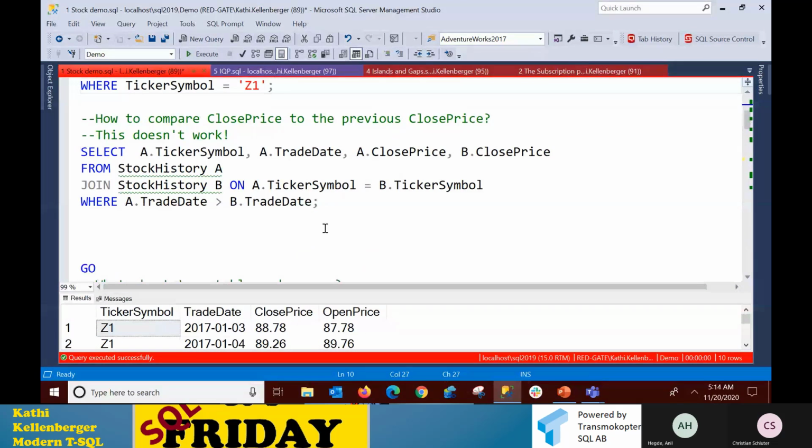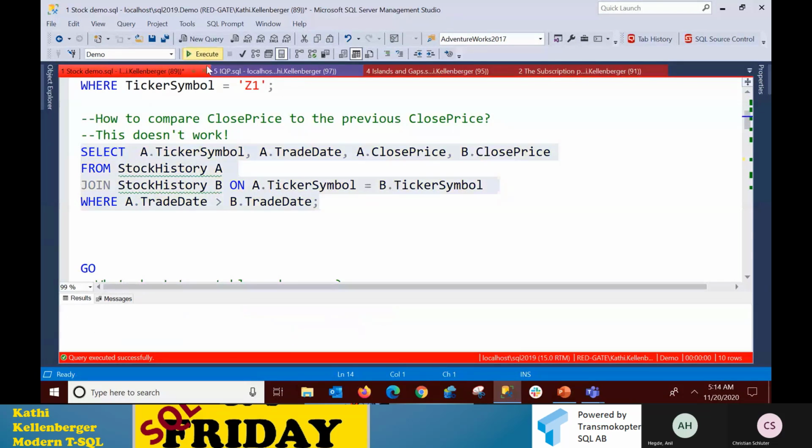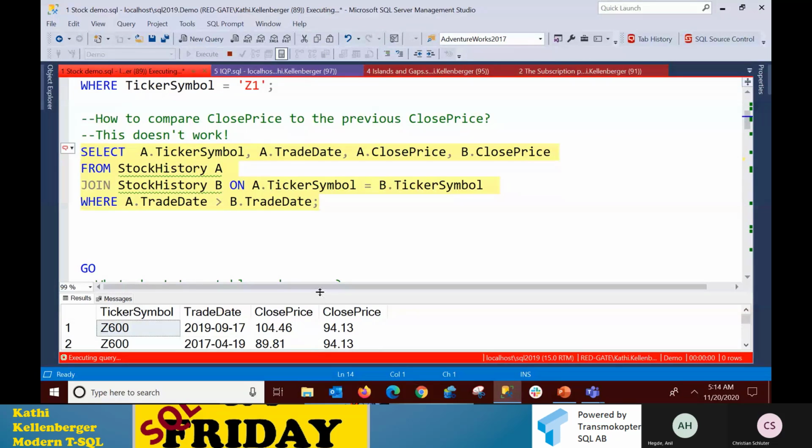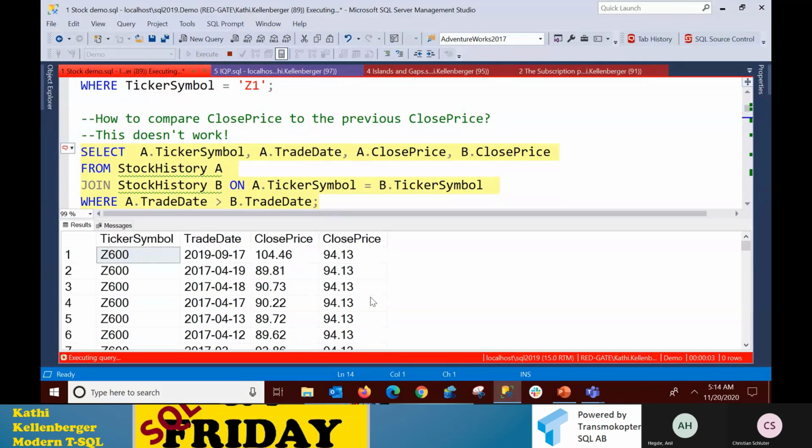So the first thing I might think of is that I need to do a self-join. I need to join the table on itself and look for a previous row. I'm going to join on the symbol, and I'm going to do this where the trade date of one is greater than the trade date of the other. So when I run this, it does run. However, it doesn't give me the right result, and it's still running. I'm going to kill it.